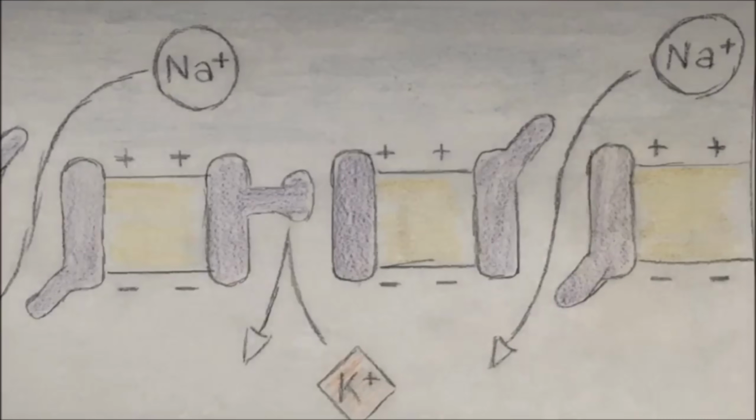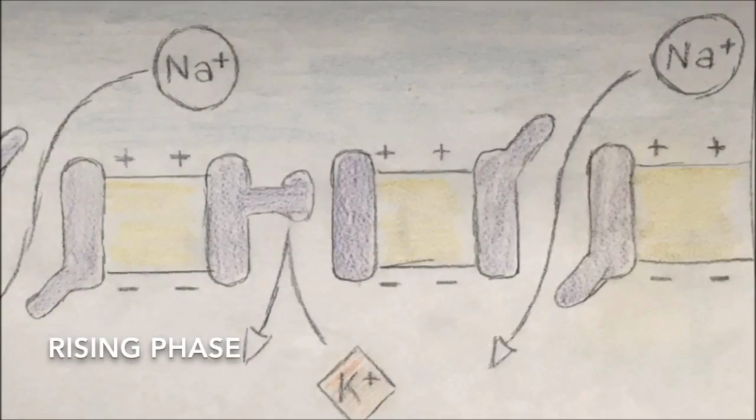The next step in the action potential sequence is known as the rising phase of action potential. Depolarization opens the activation gates on most sodium plus channels, while the potassium plus channels' activation gates remain closed. Sodium plus influx makes the inside of the membrane positive with respect to the outside.